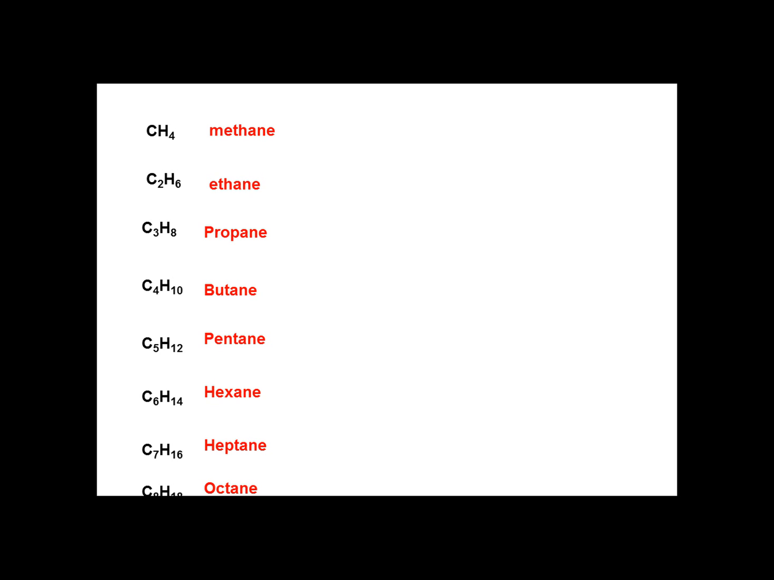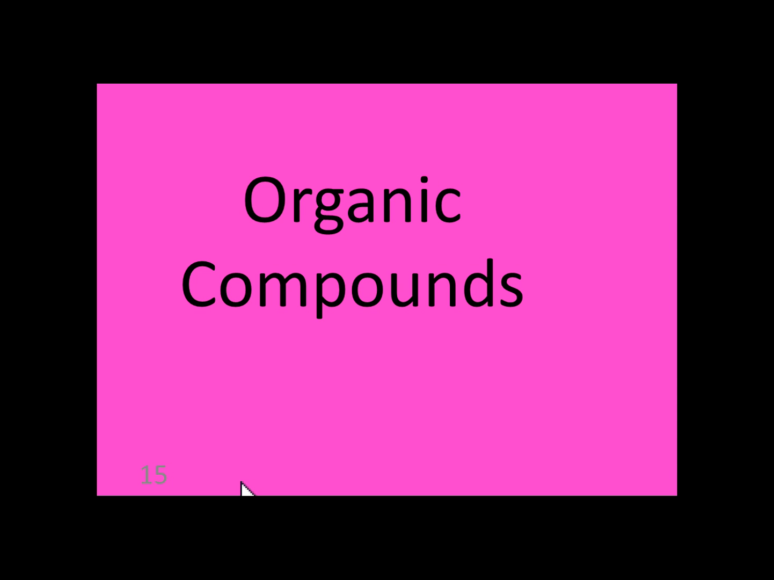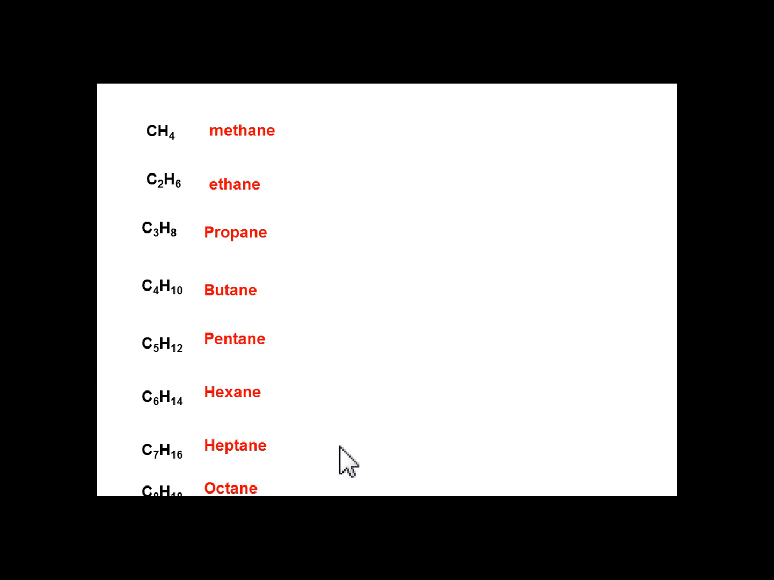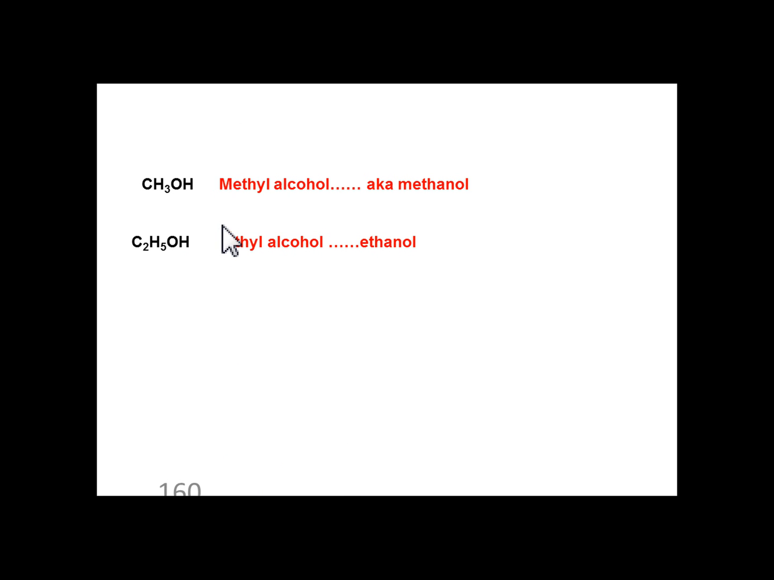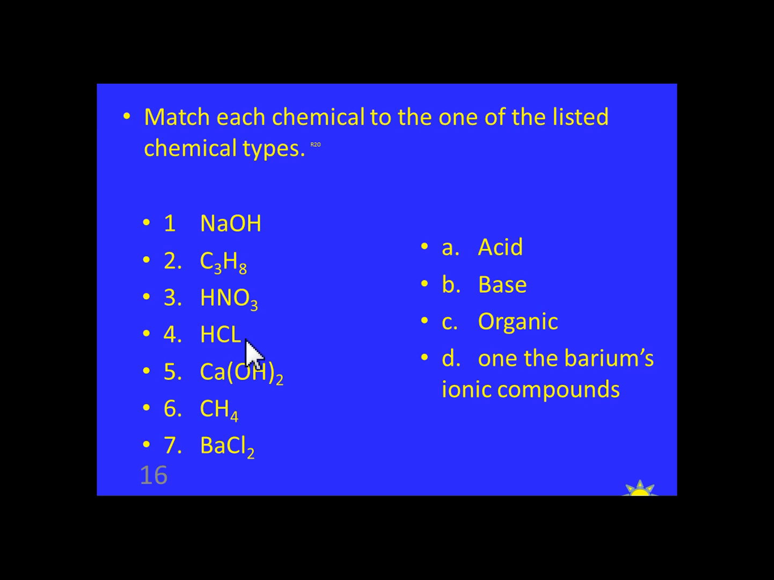Pentane is C5H12. Hexane is C6H14. Heptane, C7H16. And octane, C8H18. Methyl alcohol, CH3OH. That's wood alcohol, very poisonous. Ethyl alcohol, this is the stuff that's in drinking alcohol. This can also be very poisonous in the wrong amounts. C2H5OH.